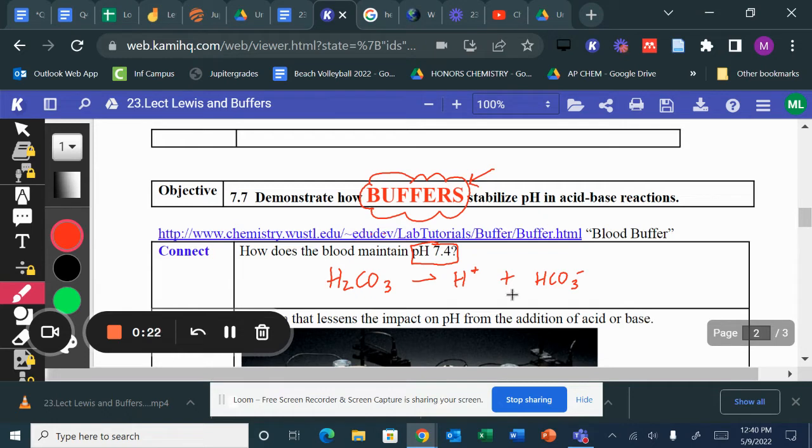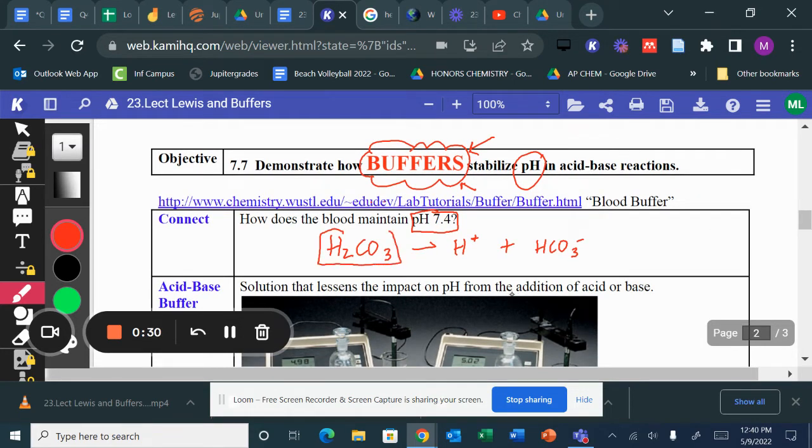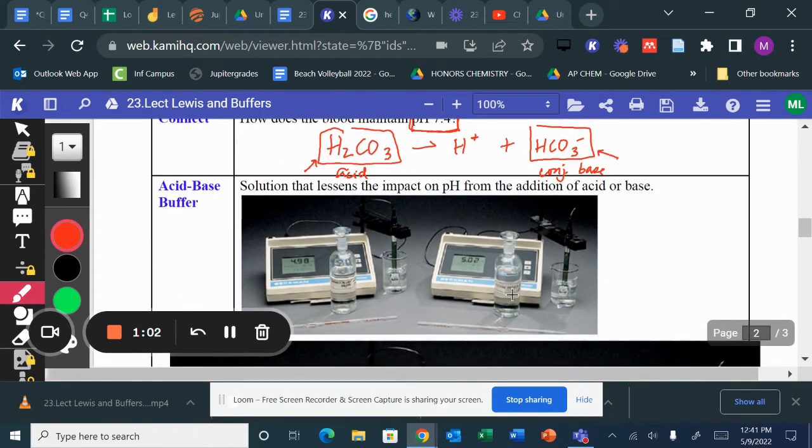So, what is a buffer? A buffer is a solution that keeps the pH from changing. In your blood, you have the carbonic acid and the bicarbonate ion buffer. So here, this is the acid and this is the conjugate base. If you add a base to your system, then this acid will react. If you add an acid to your system, then this base will react. Therefore, whatever you add to your system, this acid-base buffer will keep the pH from changing, and it will stay at pH 7.4.